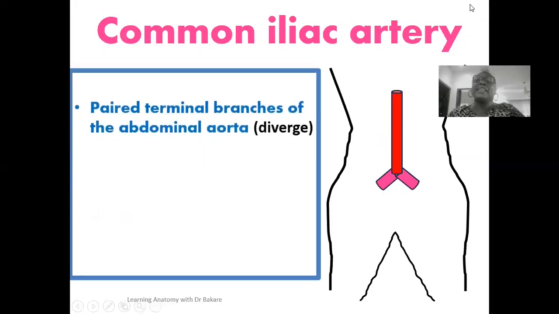The common iliac arteries are paired terminal branches of the abdominal aorta. We've tried to illustrate this in our previous slide. If you try to use this image here, we already said that this is the abdominal aorta, highlighted in red. And we said that the abdominal aorta is located within the abdominal cavity. And this is what is seen to be carried here in red.